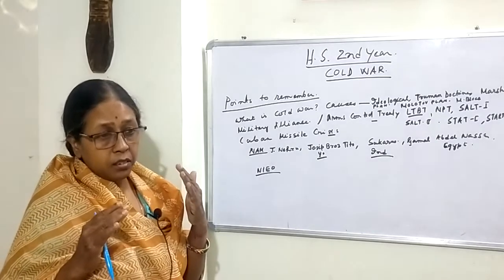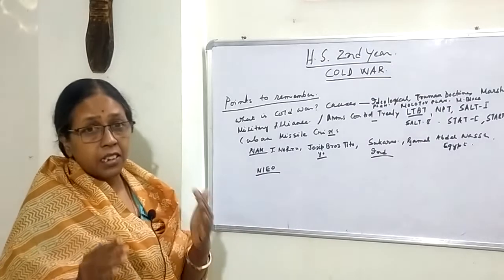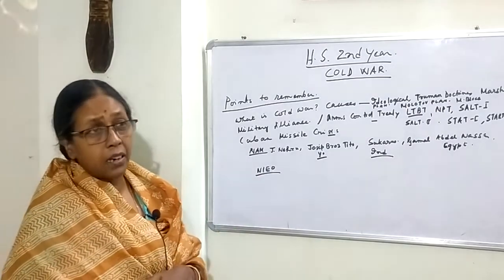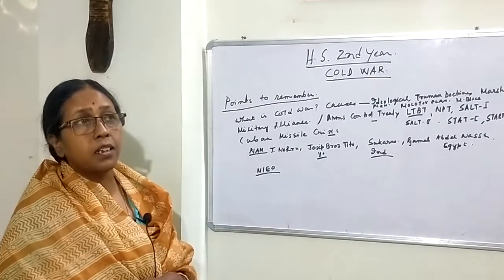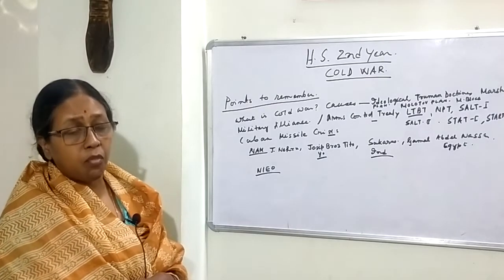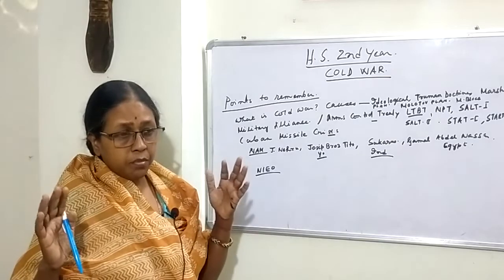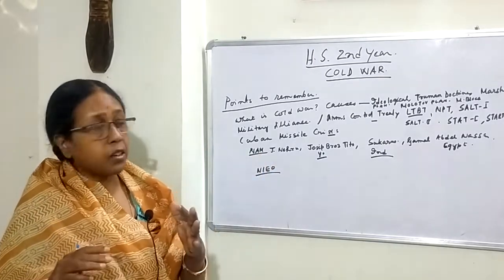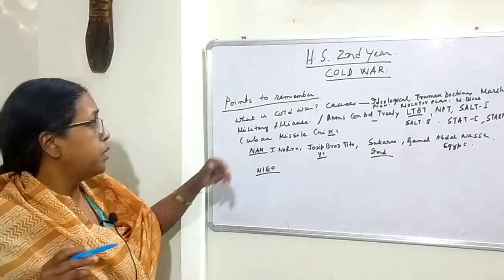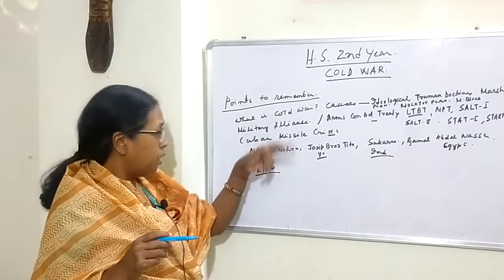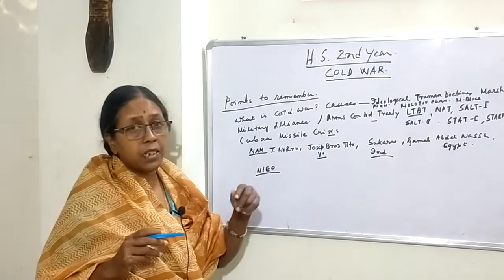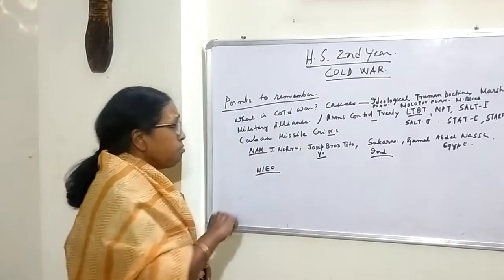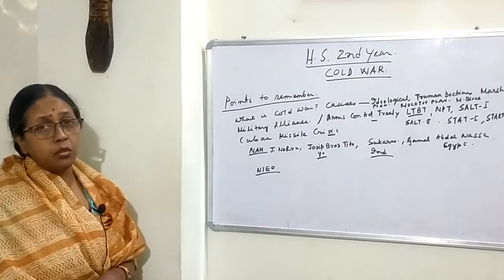So the tense situation where the two countries are not believing one another, and both the countries are suspicious about the activities of others, and every moment there is a chance of direct war. That situation can be termed as Cold War. So that is Cold War, but you must know why this term was used after the Second World War.